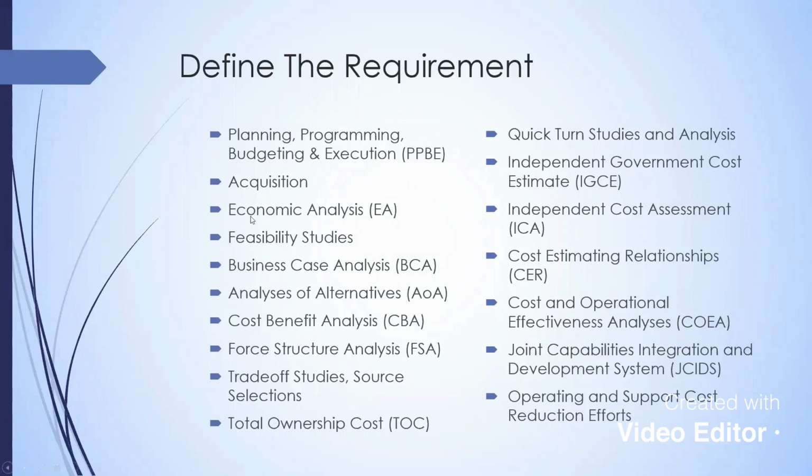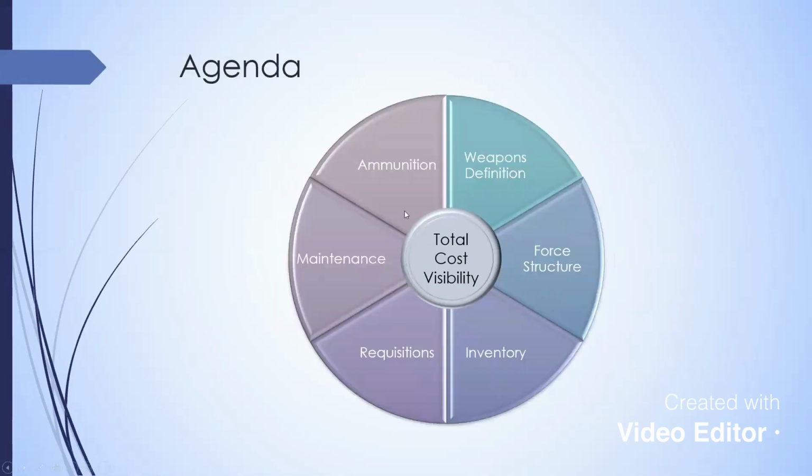So let's do that. Let me explain the great circle of life. This is the nomenclature I personally use. We go from weapons definitions to force structure to inventory, requisitions, maintenance, and ammunition. Total cost visibility to us is that each one of these areas has cost and cost drivers that help build how we track costs from an operations and maintenance perspective.